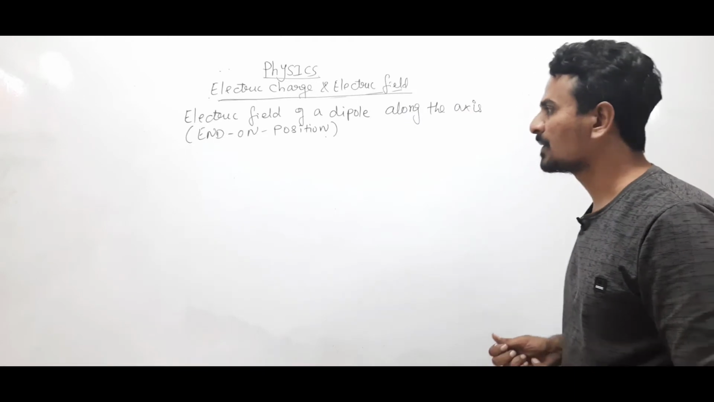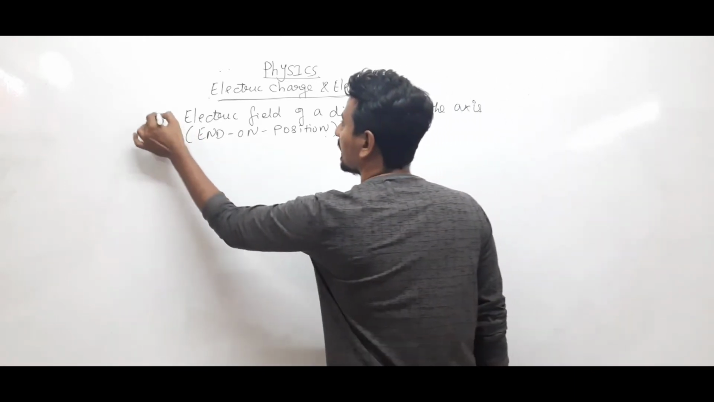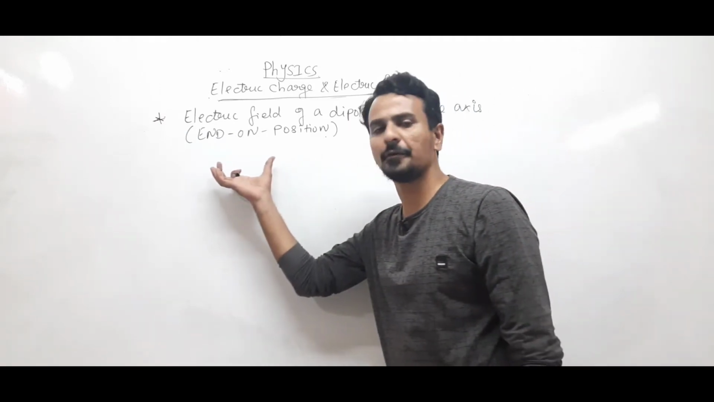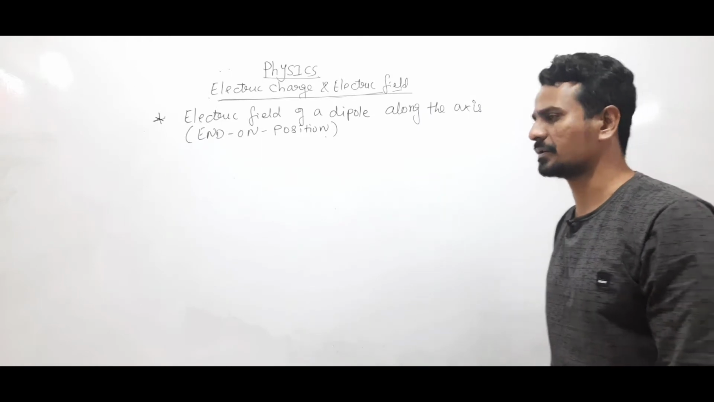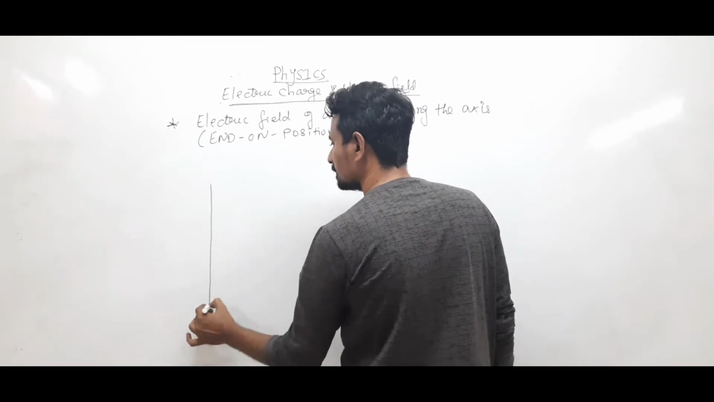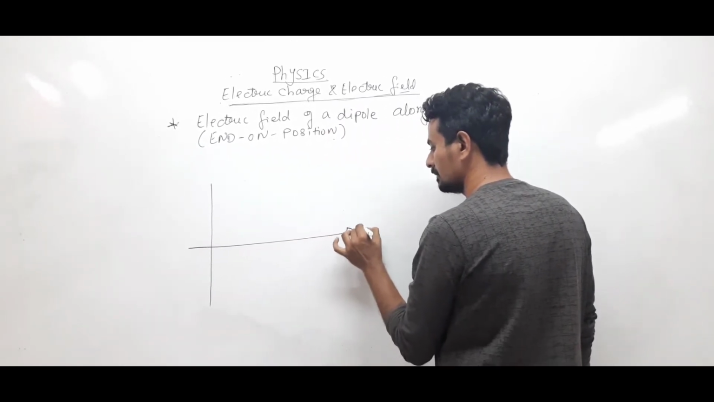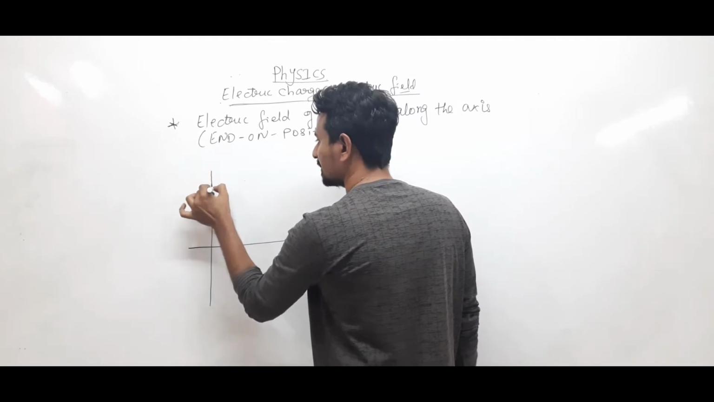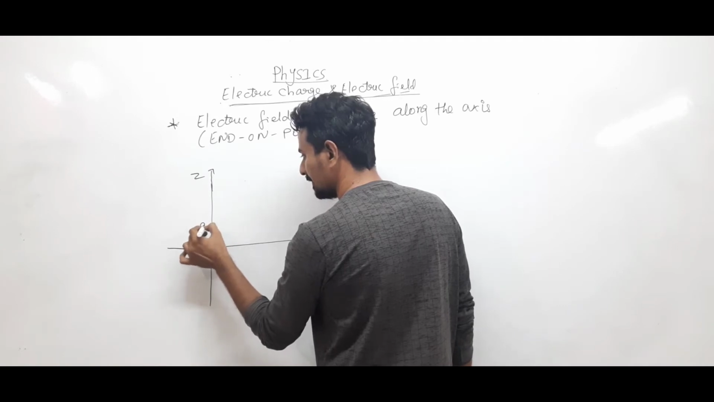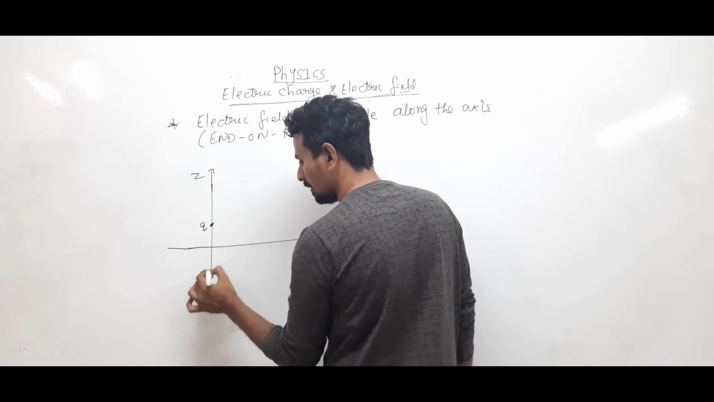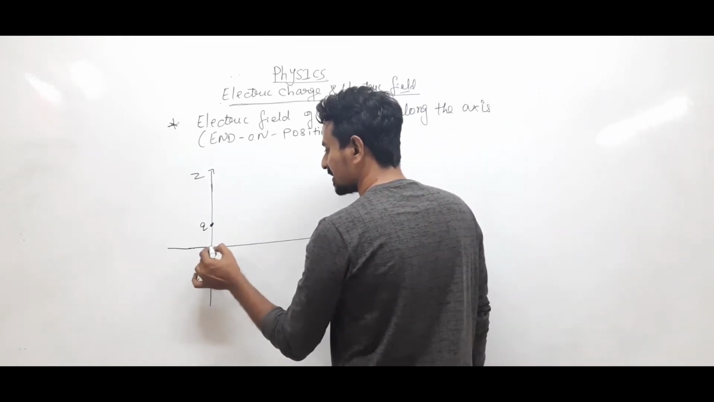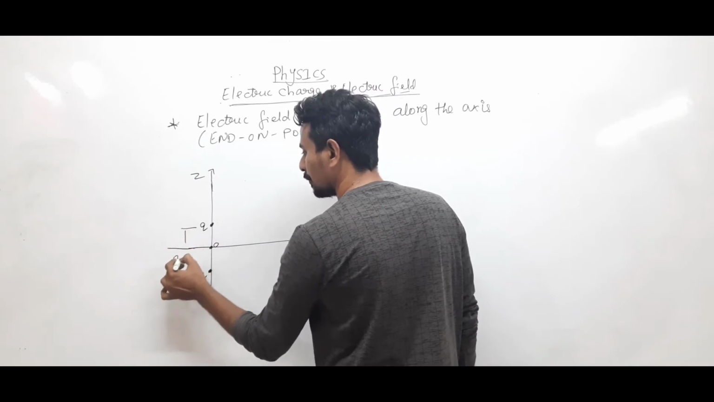So in today's video we will discuss the electric field because of a dipole along the axis and along the equator. First we will discuss the electric field along the axis, which many books write as the end on position. It means the same. Let this axis be the z axis, this be the y axis. Let us say we are placing a dipole. A dipole means a system of two equal and opposite charges. Let this be the center of the dipole. The total distance will be 2a.